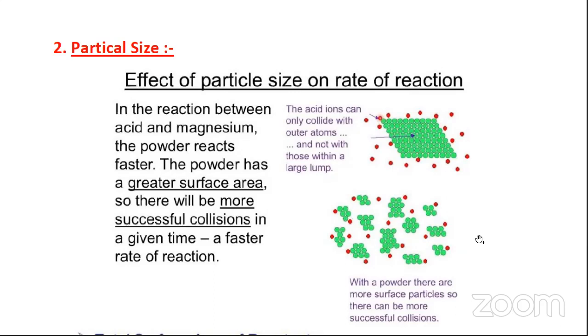Now, if I ask you which will react faster, the powder form of magnesium or the foil type, the powder will react faster. The reason is that when you powder the magnesium, its surface area increases. Due to this, acid molecules will react with the maximum amount of magnesium powder. Here, there is less absorption of acid molecules on the surface of the magnesium foil. So more surface area means a higher rate of chemical reaction. The acid ions can collide only with the outer atoms and not with those inside a large lump.